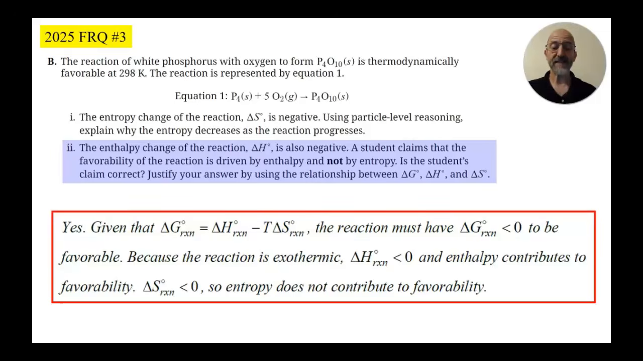Now, because the reaction is exothermic, we have a negative delta H, and enthalpy contributes to favorability. Because the delta S is negative, entropy does not contribute to favorability. I've got some more examples a little bit later in this lesson on the Gibbs free energy equation. So if you're still confused about how exactly you should justify your answer with respect to thermodynamic favorability, stay tuned, and I will talk about delta G, delta H, and delta S a little bit more. But now we're going to take a look at an electrochemistry question.